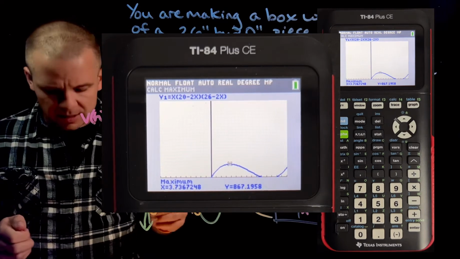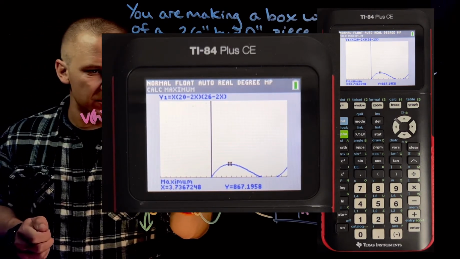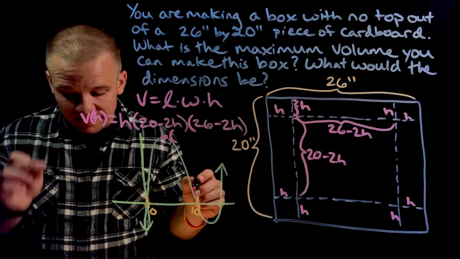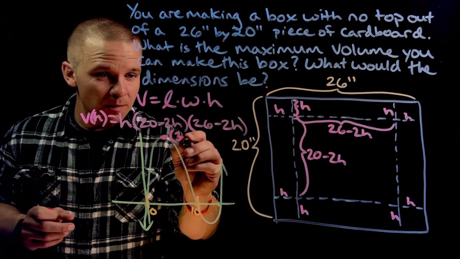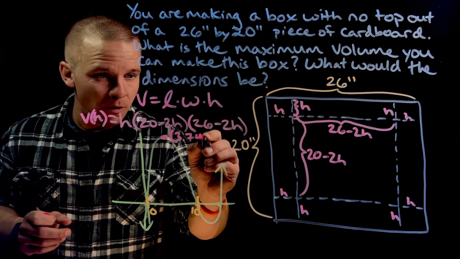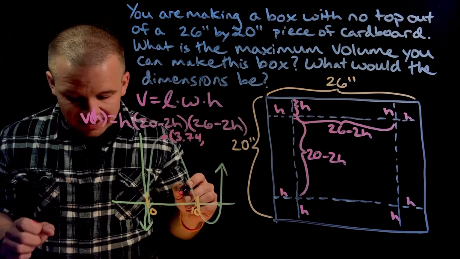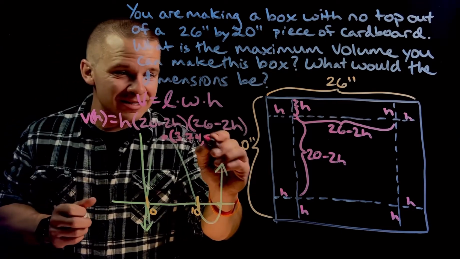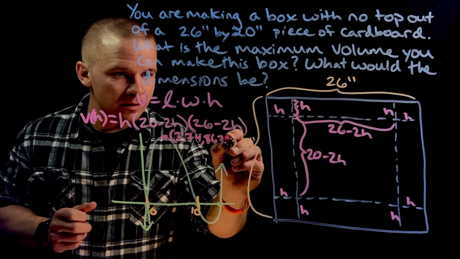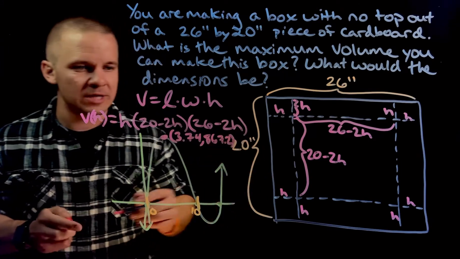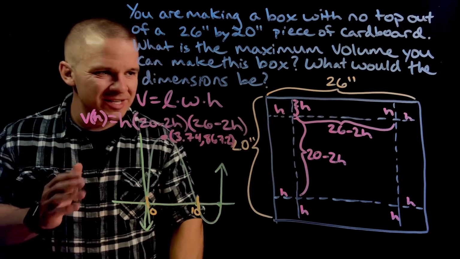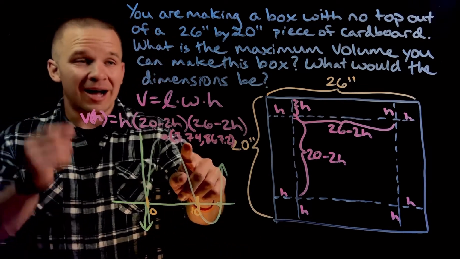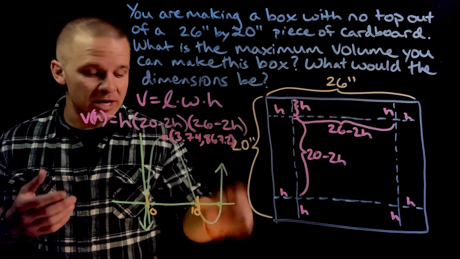We've got ourselves, let's see, we got X would be, and I'll put this point right up here, 3.7367, so 3.74, comma, and then 867.195, so 867.2. Woo! Just squeeze that in there. All right. So what does this mean in the context of this problem? Well, this right here would be my height, one of my dimensions, and this right here would be my volume.